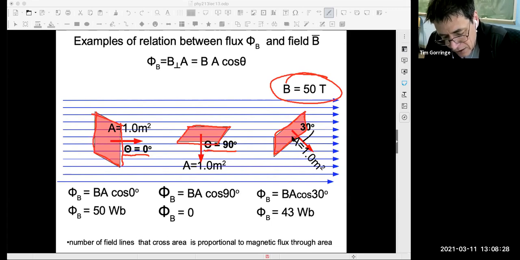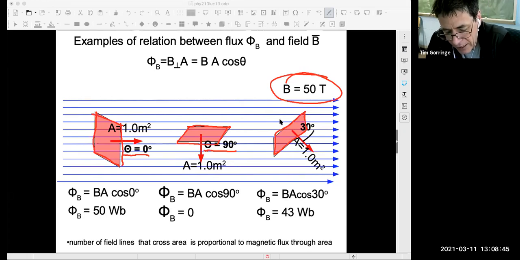And then in this situation on the far right, we're somewhere in between these extremes. The field lines aren't perpendicular to the surface. They're not in the plane of the surface. The vectors A and B aren't parallel or perpendicular.